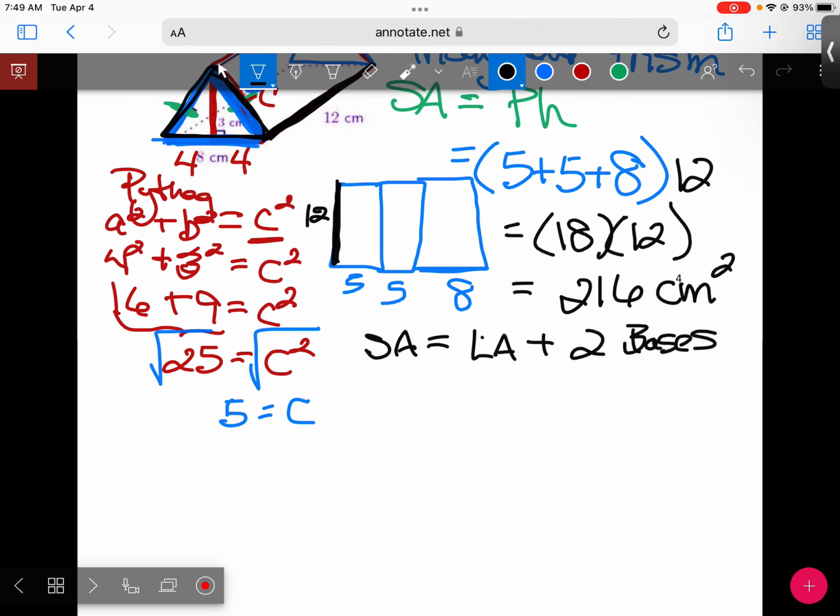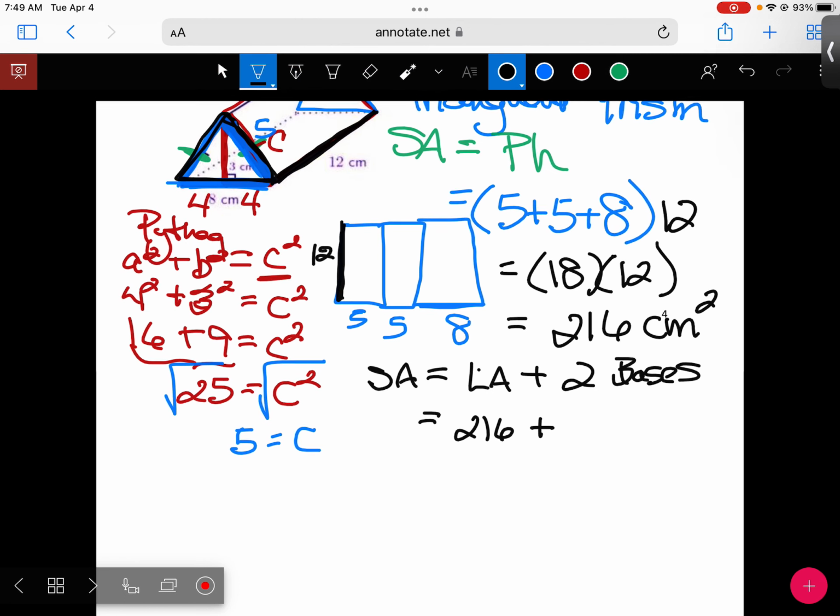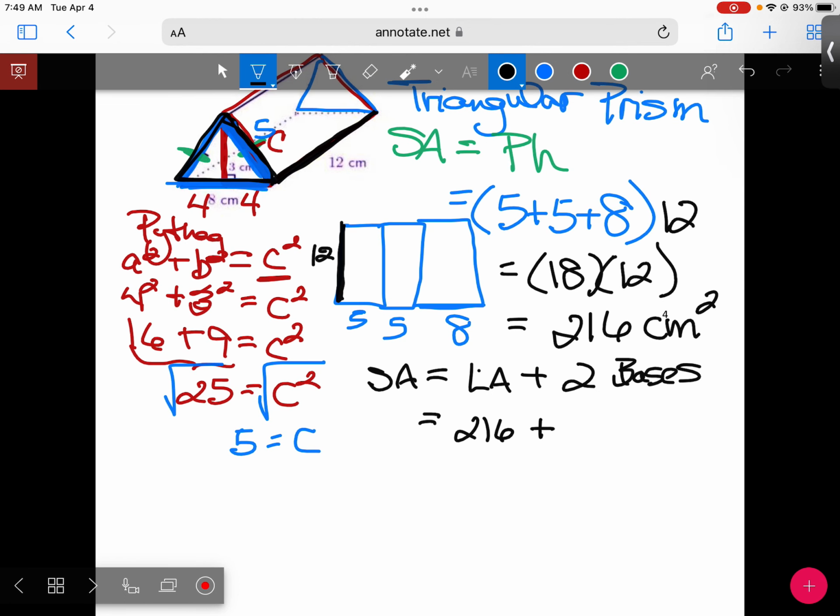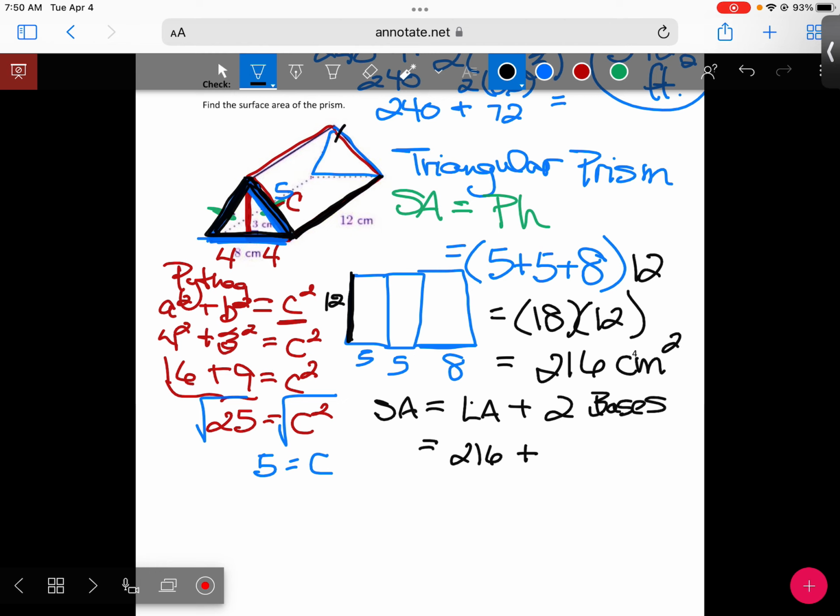Okay? So my lateral area is 216. My bases are in what shape? No. Your 2 bases are triangles. Okay? Right here. Area of a triangle is 1/2 times the base, the small base, times the height.